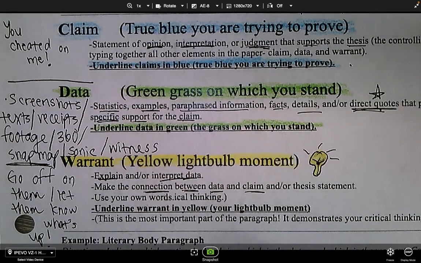Oh, Chloe found it. Chloe, you will have a sticker that says cool chick waiting for you when class is over for finding the typo.